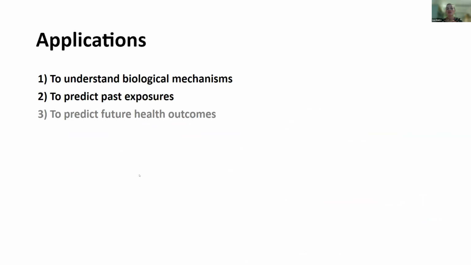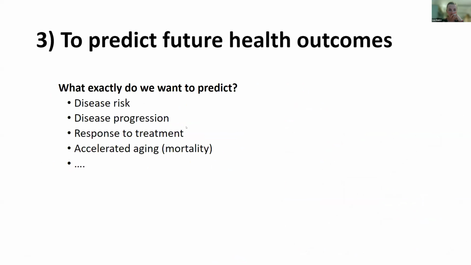And finally, the third aim is to predict future health outcomes. The aim is to predict disease risk, but also disease progression if we are recruiting people with an already existing clinical manifestation, or also to analyze the response to treatment. And also there's been a lot of research on looking at accelerated aging.